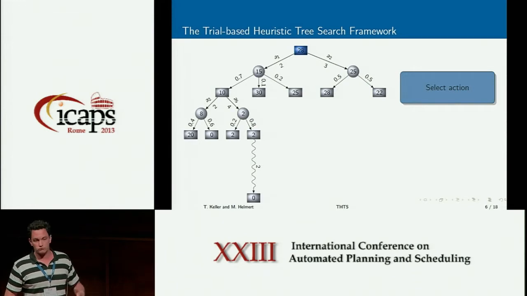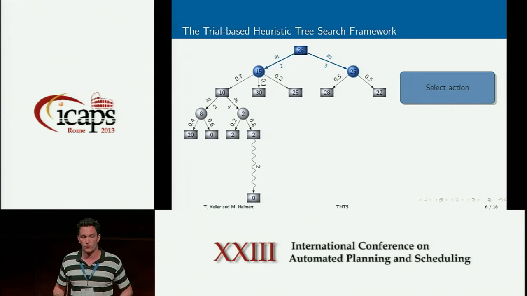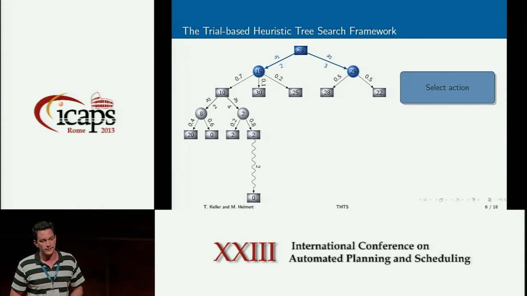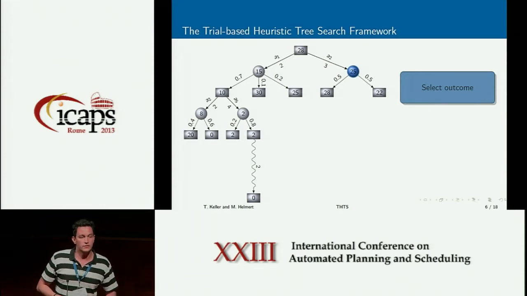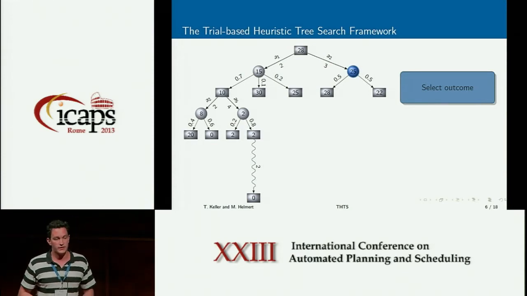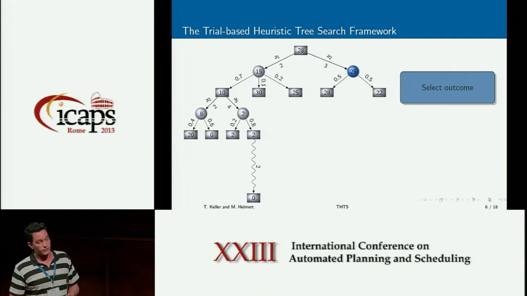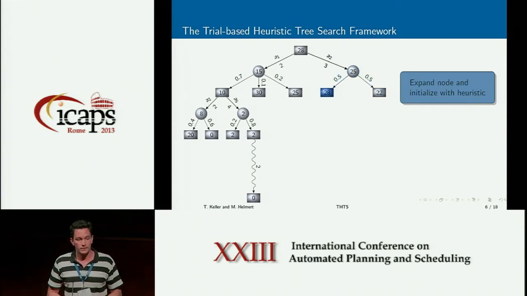So in this case, I will show it at the example of RTDP. At first, it needs to select an action. It must choose A1 or A2, which one will it simulate. And RTDP always chooses the greedy action. So in this case, it will choose A2 and end up here. Now we are in a chance node where it's supposed to select one of the outcomes. In the case of RTDP, this is done by simply rolling a dice and looking where we end up. So let's say it ends up here.